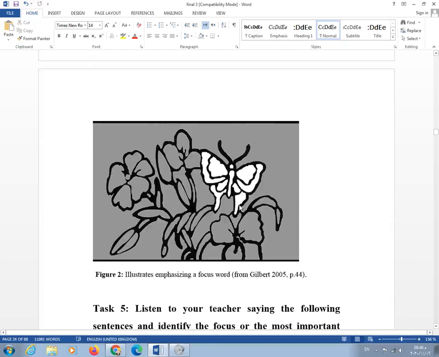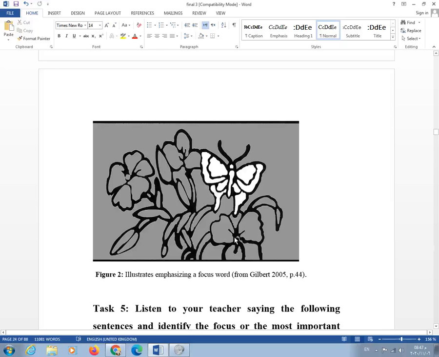This image illustrates how the focus word works in each tone group or in each chunk. Look at this. What is the most prominent part in this image? What do you see most? Is it the flower, or the flowers, or is it the butterfly? It is definitely the butterfly. Why? Because it's made prominent. It's put in the foreground. It's given special coloring and so on. And how about the rest? They are put in the background. They are not seen as clearly as it.